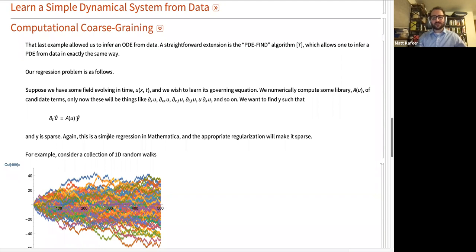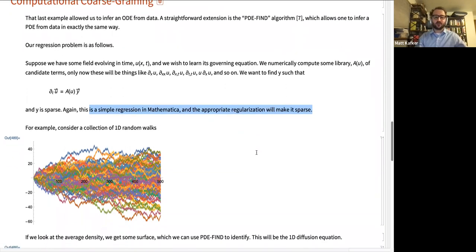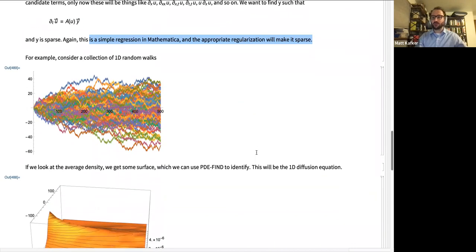And then we'll just run the exact same sparse regression in Mathematica. I didn't have time to do this, so I don't have a fully computed example, but I'll walk you through what you would do. These are some 1D random walks. This is time on the horizontal axis, and this is space on the vertical axis. They all start at the origin, and they do some 1D random walk.